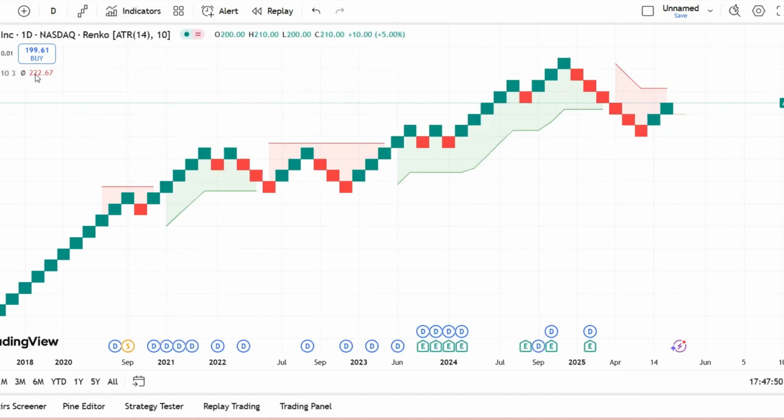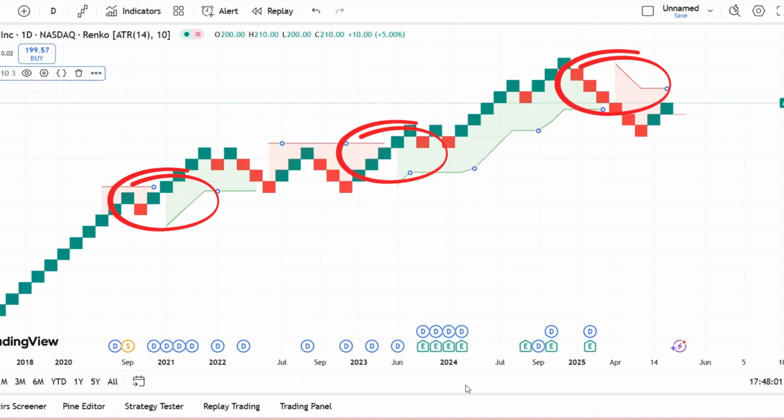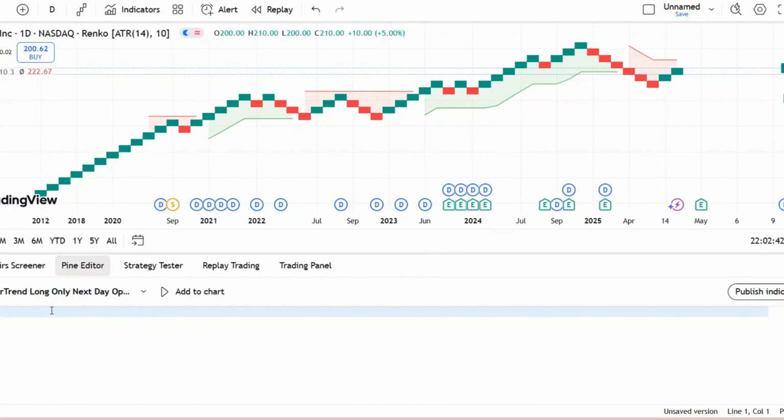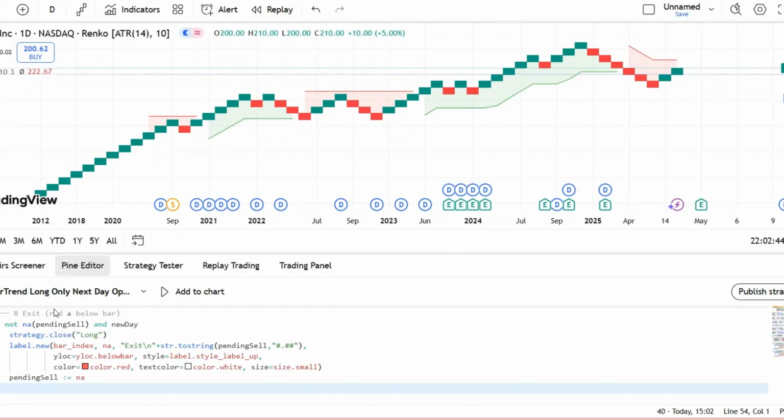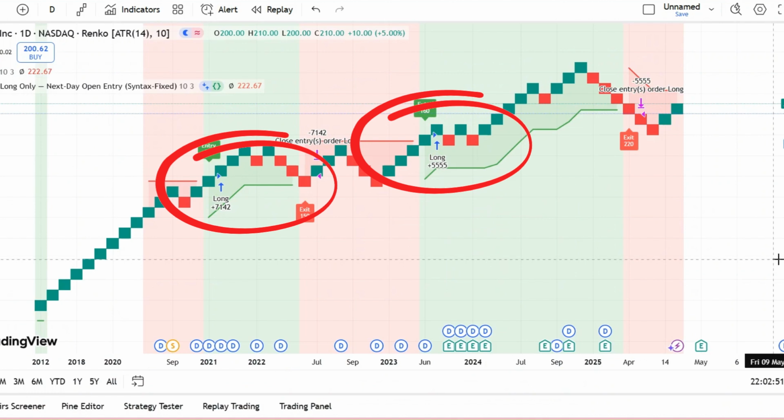You'll see the Supertrend line flip from red to green as uptrends begin, and back to red when the trend weakens. On Renko charts, these flips tend to align cleanly with major swings, helping us confirm trend direction without extra noise. There are 2 buy signals on this chart, and I've also applied a simple long-only strategy script using Supertrend. The idea is, buy on the brick after Supertrend flips green, and sell after it turns red.